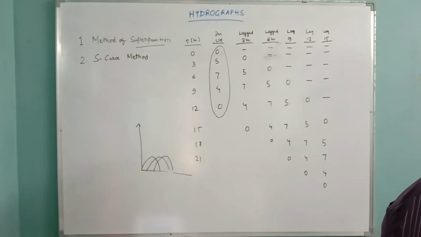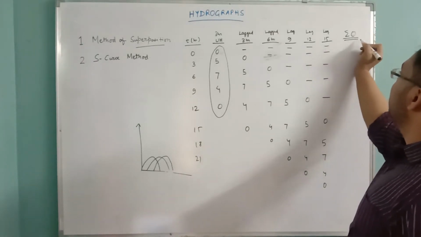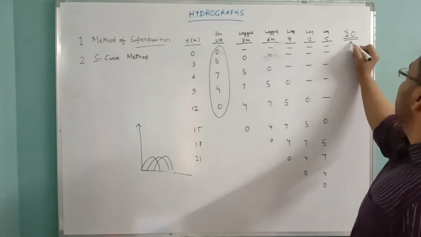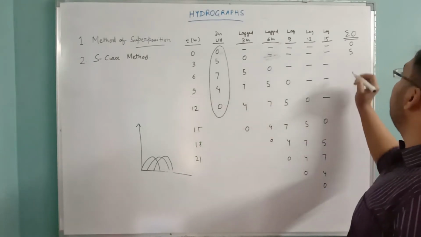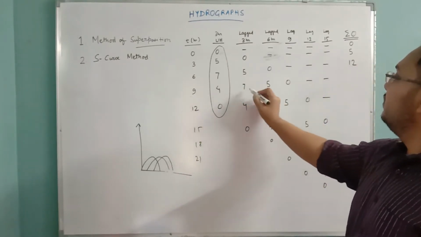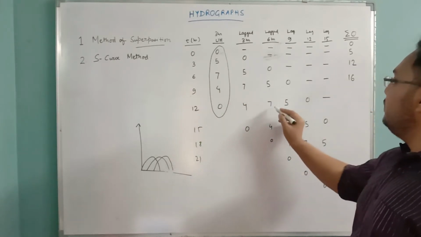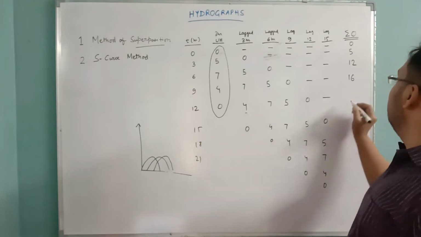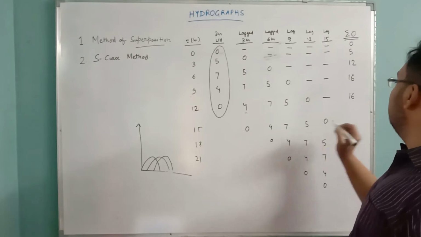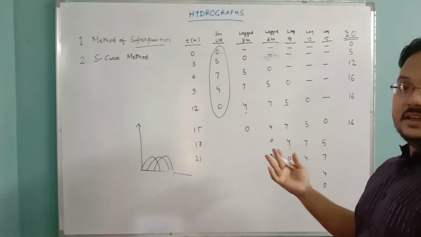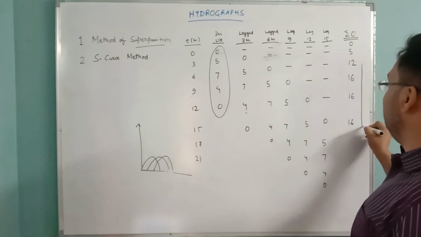Okay. So now let's do the summation of the ordinates. It is 0, 5, 7 plus 5, it's 12. 7 plus 5, 12 plus 4 is 16. 7 plus 5 is 12 plus 4 is 16. 7 plus 5 plus 4 is again 16. See, the values have somehow saturated to 16, right?